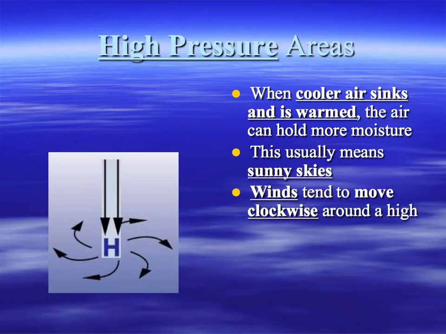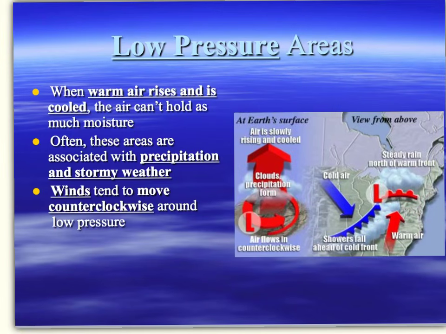We're going to start with what was an H on the map. So an H is a high pressure area, and we get a high pressure area when cool air sinks, okay? And this will give us sunny skies. So when we have high pressure areas, usually that means that we're getting sunny skies. And you see here in this picture, we have the air coming down, and the winds are also tending to move clockwise around this high pressure area.